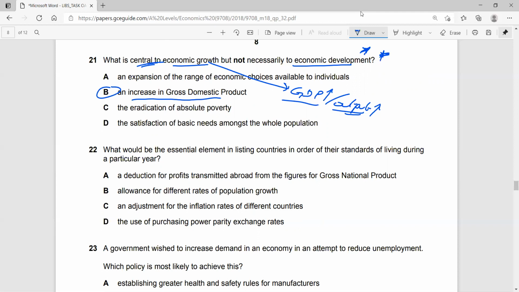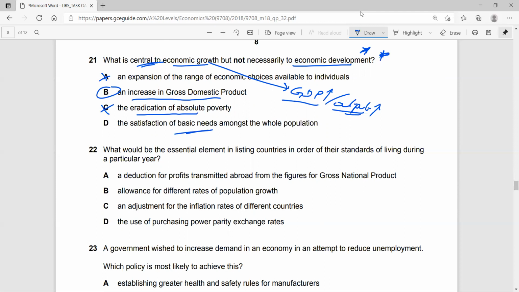An expansion of the range of economic choices available to individuals is not central to economic growth. It's just GDP. Economic growth does not care about absolute poverty eradication. It just cares about producing more, having greater GDP, whether that's distributed well across the country or distributed so unequally that there's still absolute poverty. Economic growth doesn't really care, doesn't take that into account.